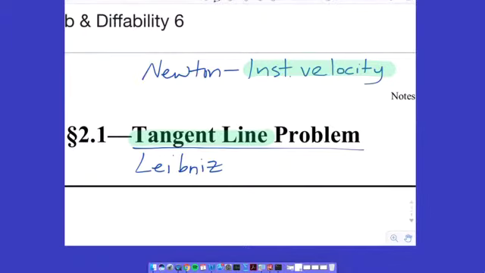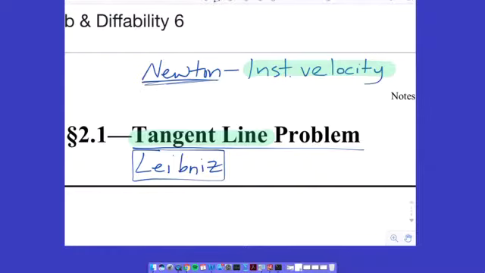They use different notations motivated by different things. Most people have heard of Newton, though, and give him credit because he became head of the Royal Society, and he did everything he could to make Leibniz a footnote in history. But today they pretty much both get credit for discovering calculus. Leibniz, again, was the tangent line problem.